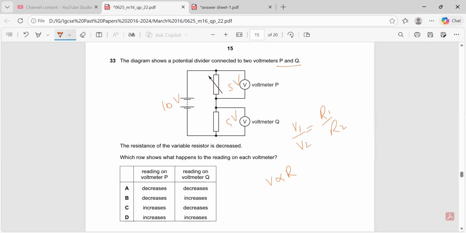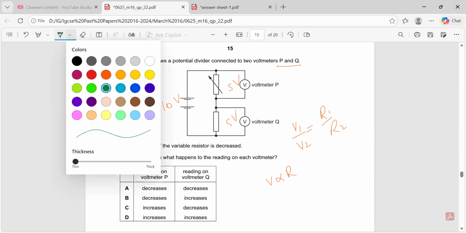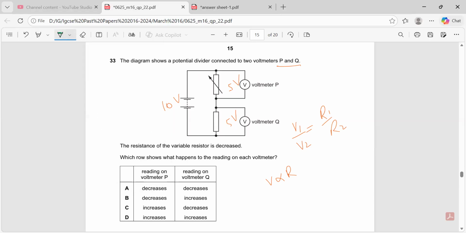Now what happened? The resistance of P, a variable resistor, is decreased. If the resistance is decreased, the voltage across it will also decrease, because voltage is directly proportional to resistance. So from 5, let it become 3. Total is still 10, so the other should become 7 volts. So my dear friends, the voltmeter reading for P will decrease. So the reading on P decreases.